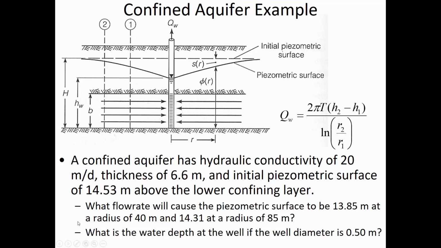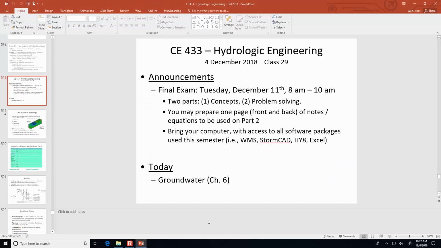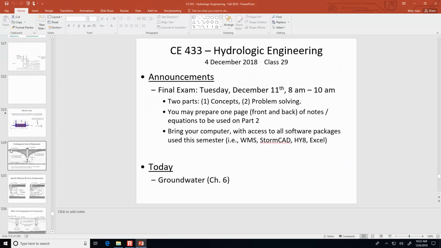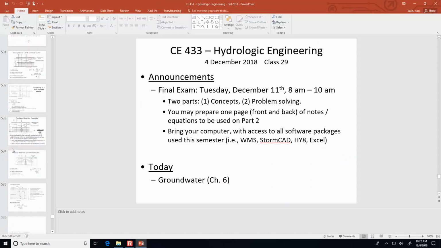Okay, so the first step here, part A, is what's the flow rate? And then use the same information to calculate how deep the water is at the well itself if we know this well diameter is 0.5 meters. All right, I'm going to pause for a moment, give you a chance to do some calculations, and then we'll bring up the solution to make sure everybody's on the same page.